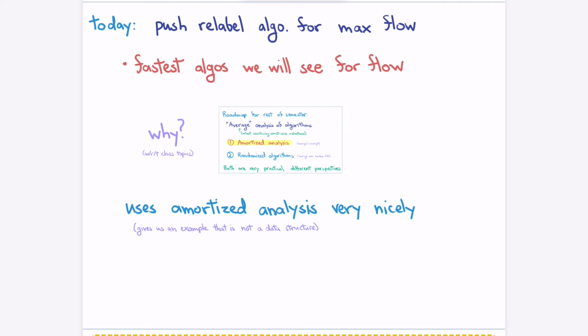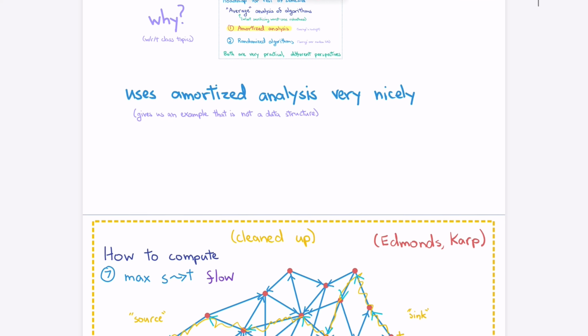Okay, so these will also be the fastest algorithms we'll see for flow in this class. So I guess on the test you can cite certain running times that will come up today. They're not the fastest ever, but it's the best we'll see.